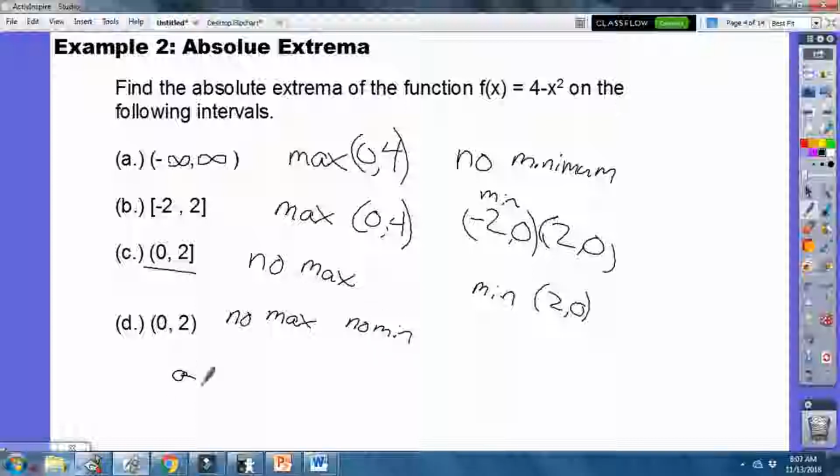Because this one would have 2 open intervals, and you can never get close enough to that max, and you can never get close enough to that minimum.